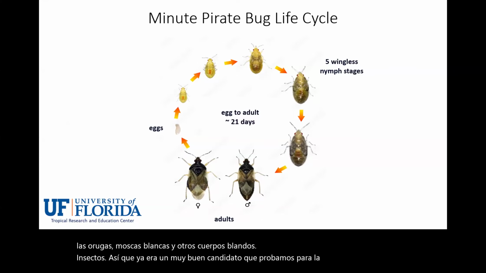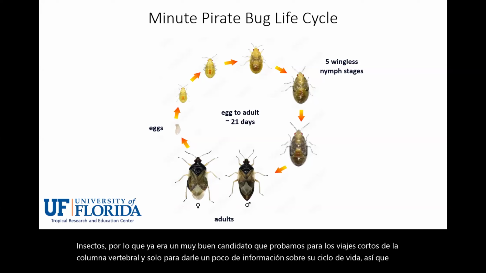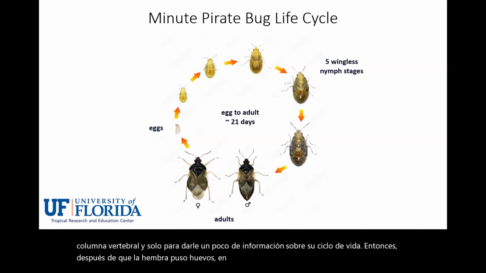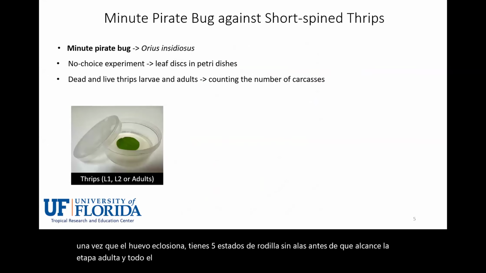Just to give you a little bit of information about its life cycle, after the female lays eggs, it actually lays them inside of the plant tissue. Once the egg hatches, you have 5 wingless nymph stages before it reaches the adult stage. The whole cycle takes around 21 days. The stage that I tested here was the adult stage.